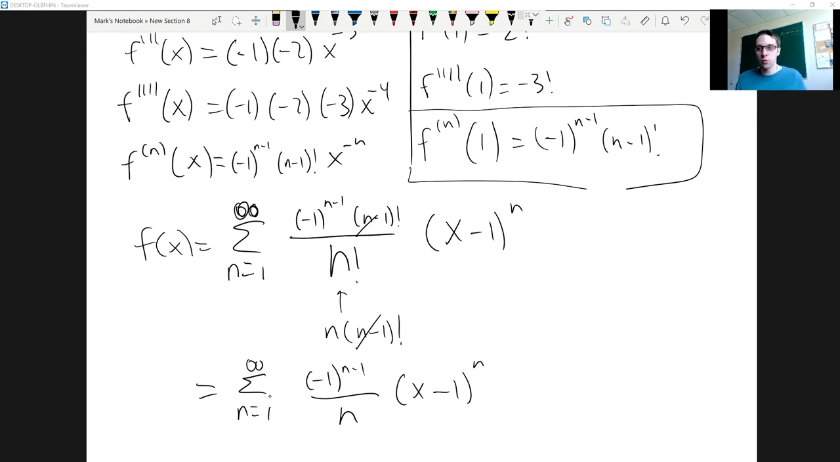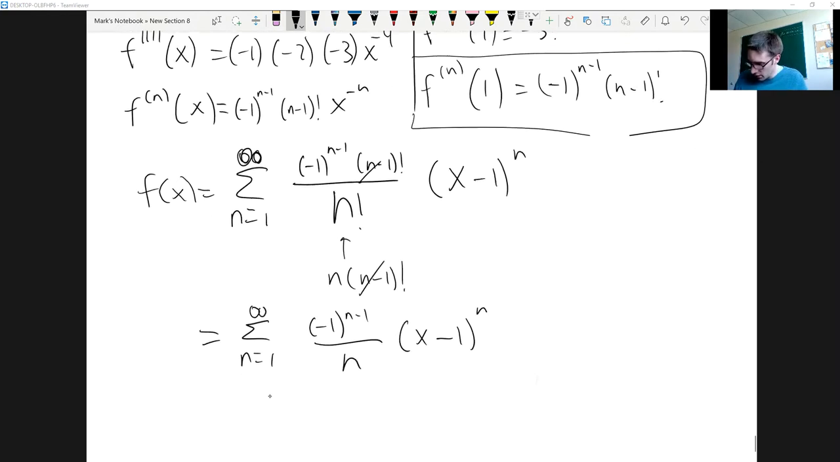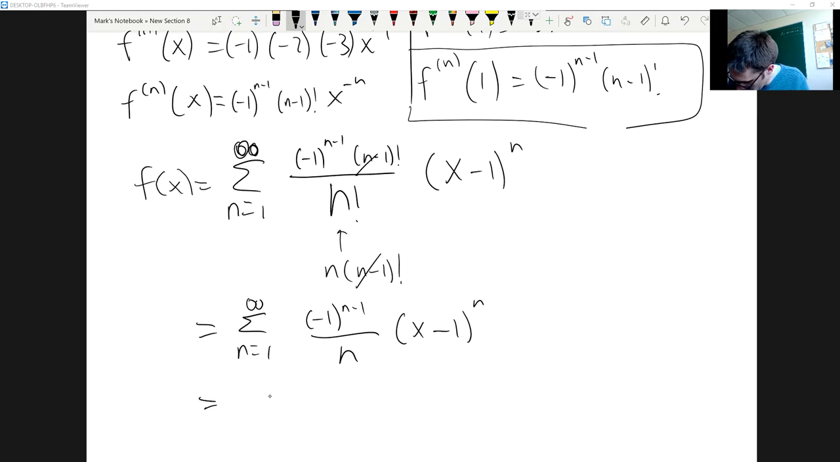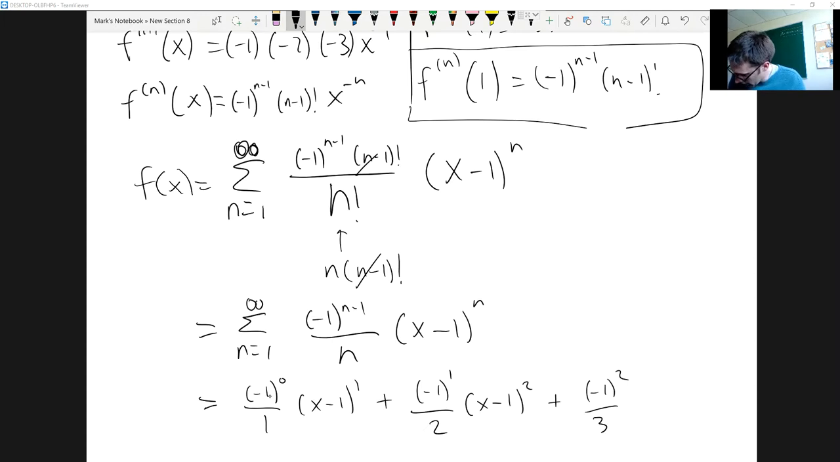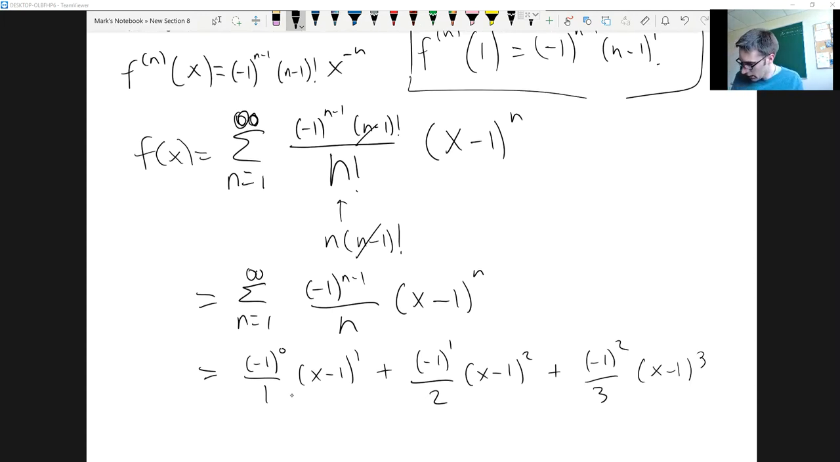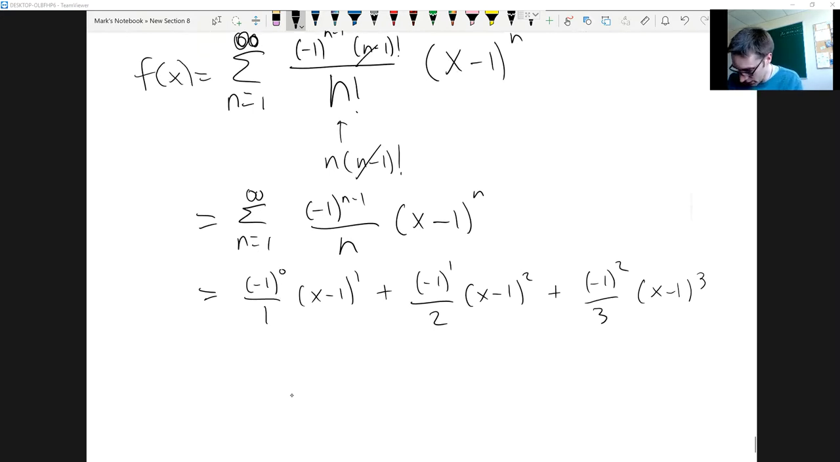And if we want to start writing out terms, we could plug in some values of n. We'd see that when n is equal to 1, we'll have negative 1 to the 0 all over 1 times x minus 1 to the 1. For n equals 2, we'll have negative 1 to the 1 over 2 times x minus 1 squared. And then we'll have negative 1 squared over 3 times x minus 1 cubed. And we could keep going as long as we want, but there's a nice little pattern there.